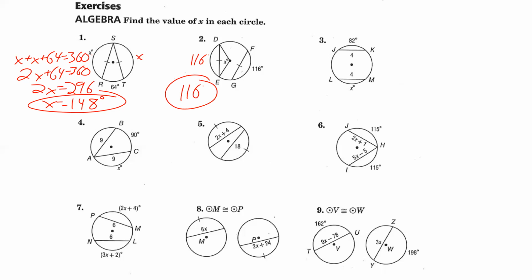On number 3, that one's actually probably the most straightforward you can get. What's x? 82. The two lengths are the same, so the two arcs are the same.